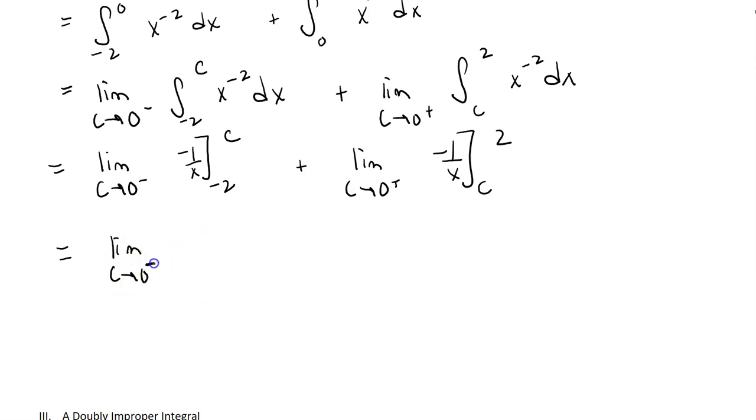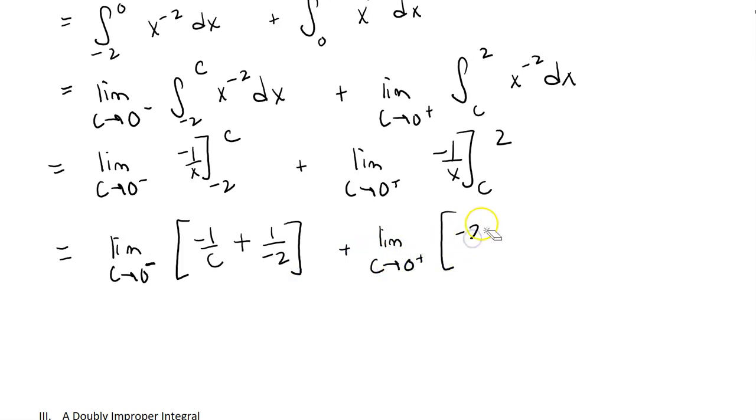So this is going to give me the limit as c approaches 0 from the left, numbers less than 0, of negative 1 over c minus a negative 1 over negative 2. And here we'll have the limit as c approaches 0 from the right of negative 1 over 2 minus a negative 1 over c.